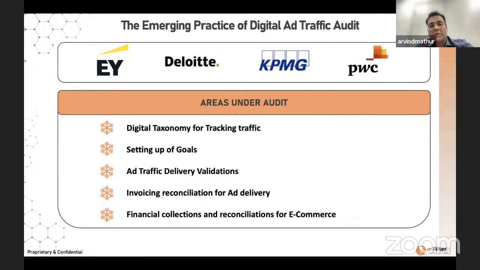Second is the setting up of goals. So a lot of goals that get set up can be spoofed by bots and by devices. So what measures are being taken to set up goals in the right way? How do you validate?